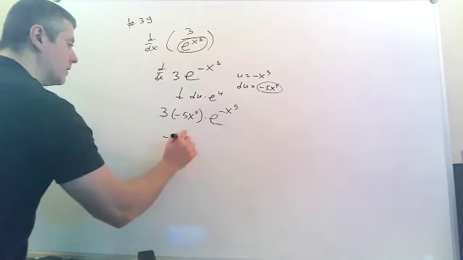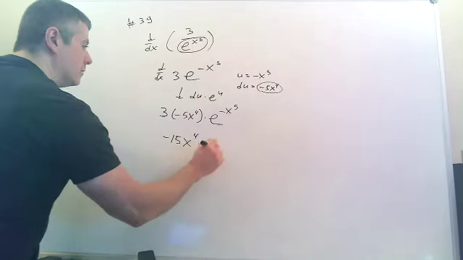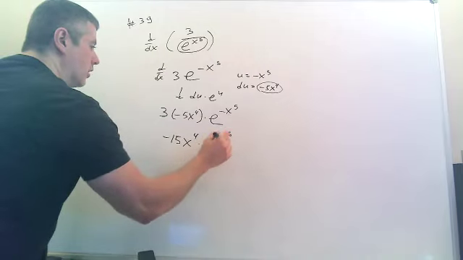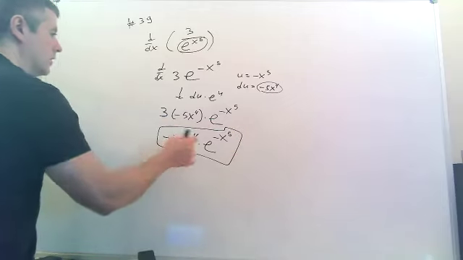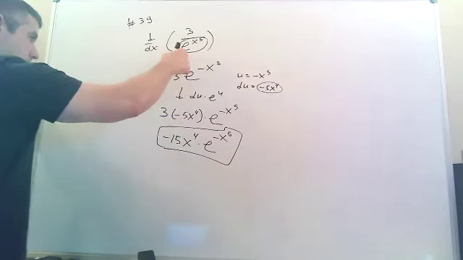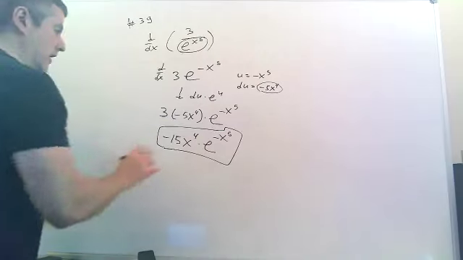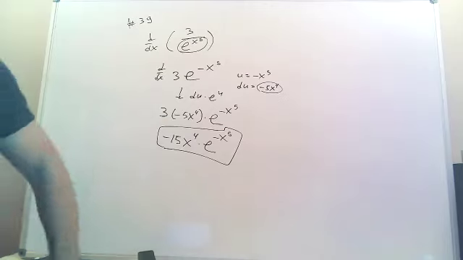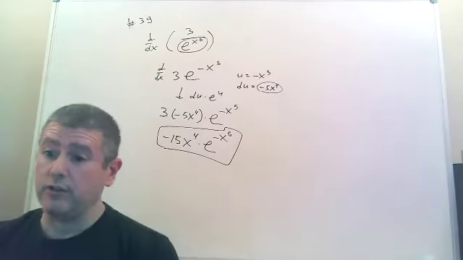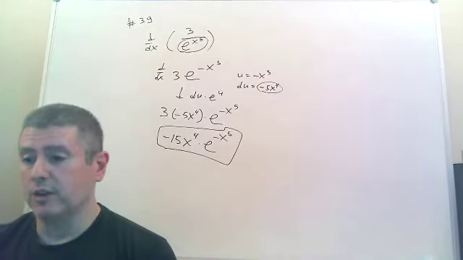Negative 5 times 3. And then e to the u. You don't have to rewrite this. Don't move it back down. You don't do that. You don't want to make it look back like that again. You can leave it just like this. All right. So again, it's not super difficult. But again, I see students do it wrong. So that's why I did it.